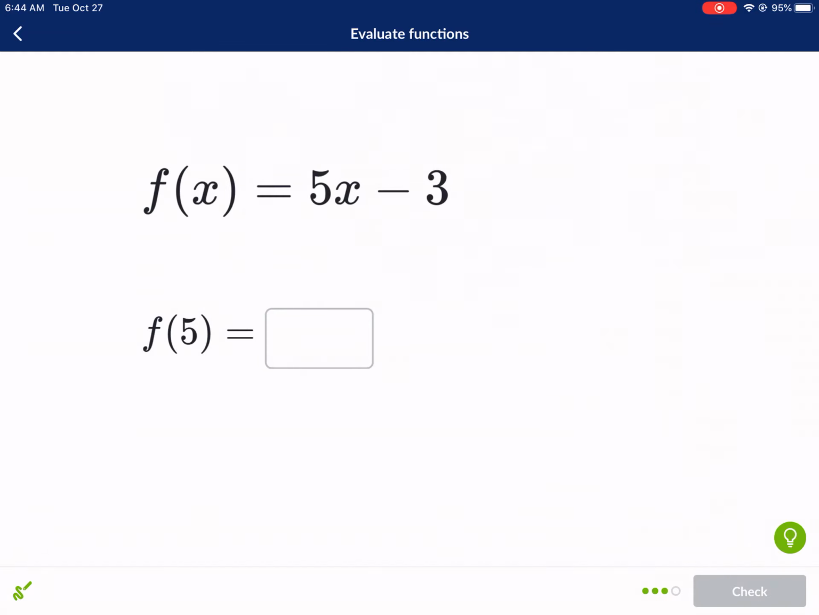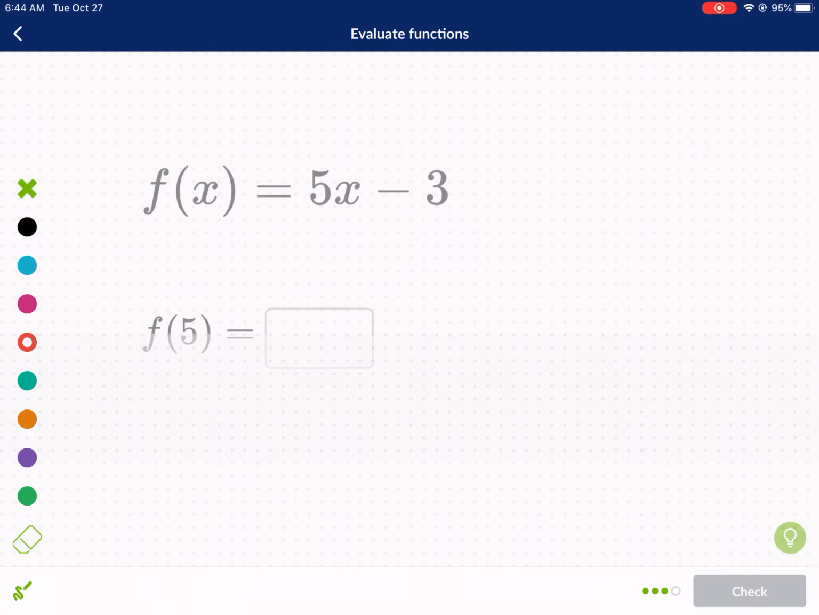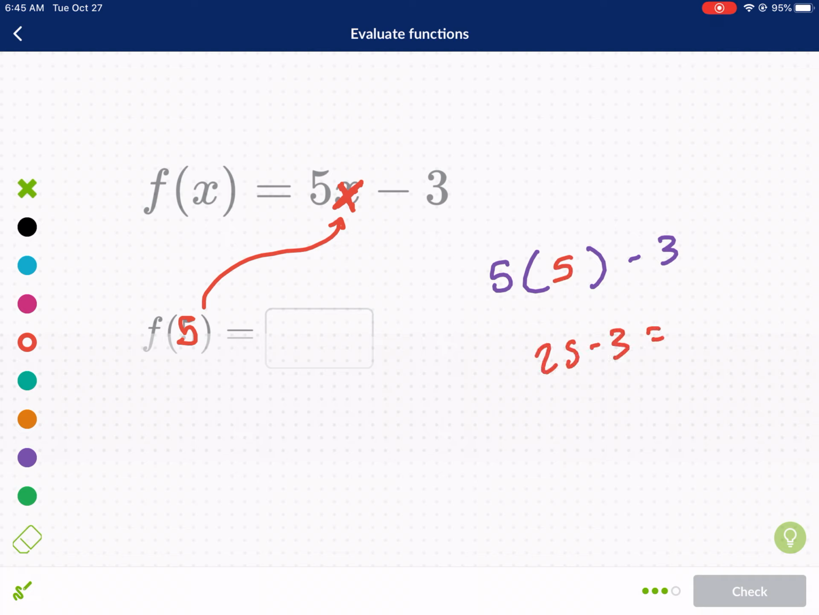Okay, last one. Again, we're just going to replace x with 5. My x looks a little worse than the one that was written, but whatever. So we're going to have 5 times, instead of writing x, we're going to write 5. So we have 25 minus 3. That equals, I don't know about you, but it's 22.